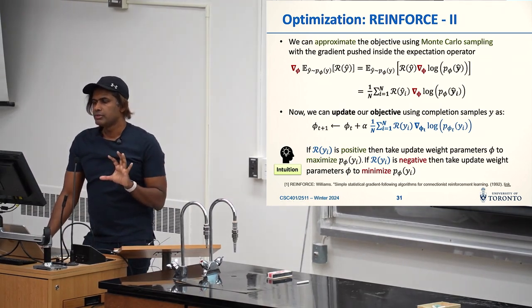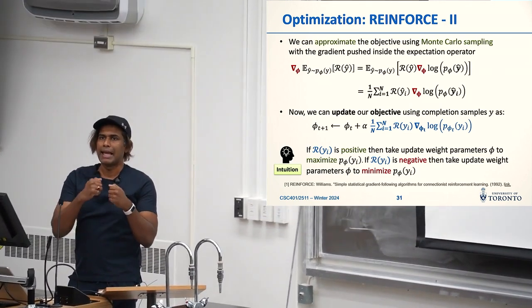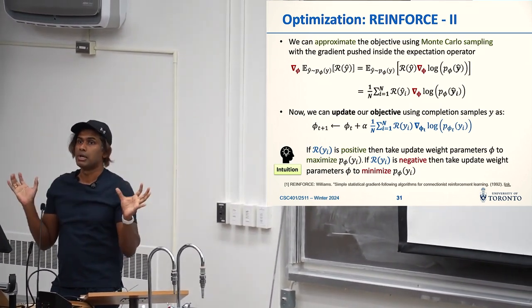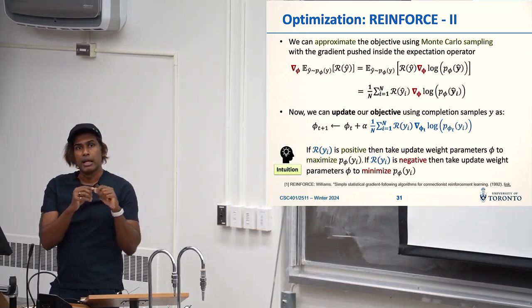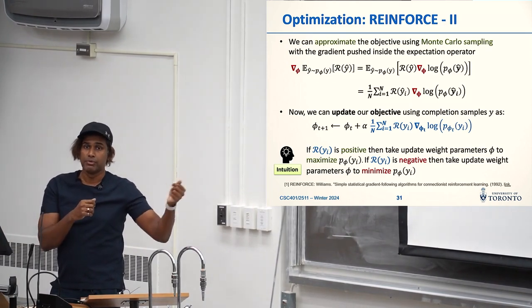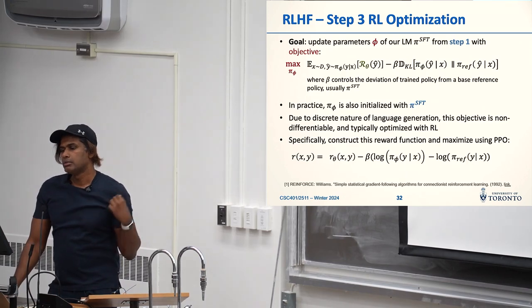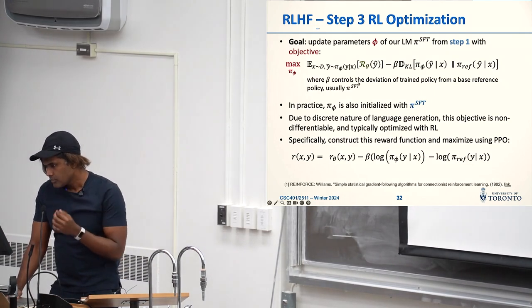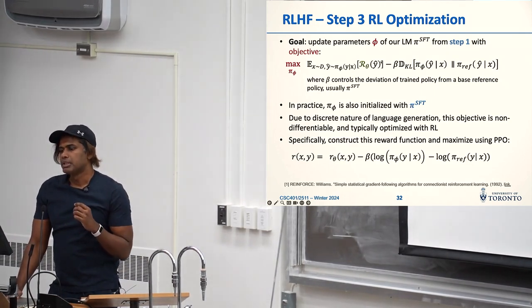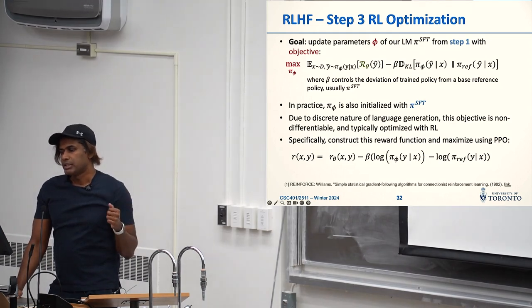Now, these two slides using REINFORCE are basically to show you that we can actually update. Our main goal was what? Our main goal is to update phi, okay? The model parameters phi, and we can use REINFORCE to update the parameters if we have a reward model. Now we can go back to our step 3 with RL optimization. So our main goal was to update parameters phi of our language model pi SFT from step 1 with the objective. So this is the objective.